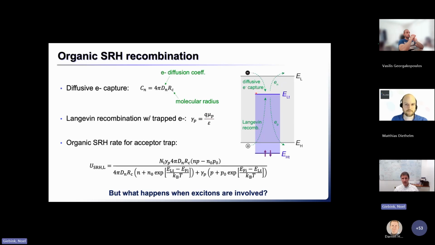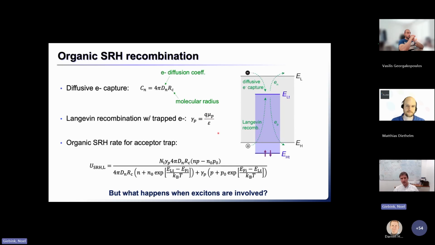But then as soon as that trap level is now charged with an electron, at this point, the recombination process is Langevin, and the capture cross-section at that point is just a Langevin coefficient given the mobile hole over here. And so if we incorporate these capture cross-sections, then now we've got a Shockley-Read-Hall expression that is defined in terms of well-known stuff like the electron diffusion coefficient and the hole Langevin coefficient, just given in terms of the hole mobility.